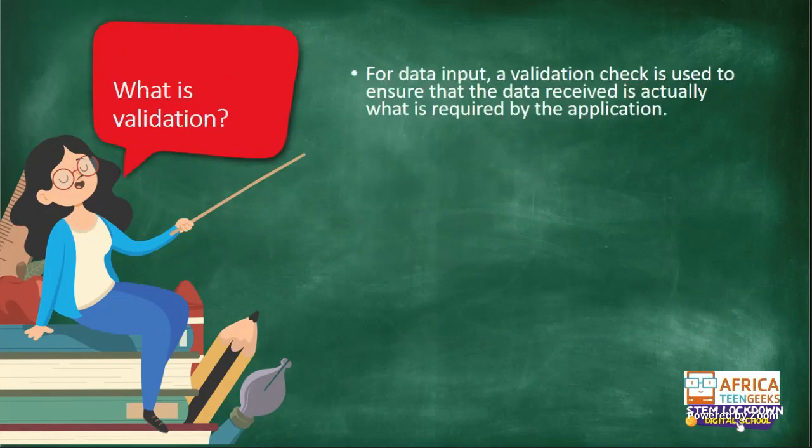Okay, so firstly, what is validation? I think I've touched on that, but let's read what the DBE textbook says. It says, for data input, a validation check is used to ensure that the data received in the form is actually what is required by the application. Not necessarily correct. If my name is John and I have to type in my name and I type in Gary, will it pass the validation checks? Yes, of course it will, because it's a name. But did it check whether what I entered was truthful? No. For that, you would need verification.